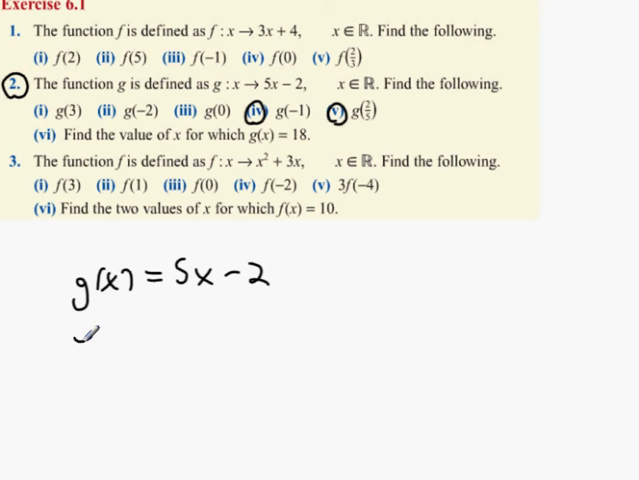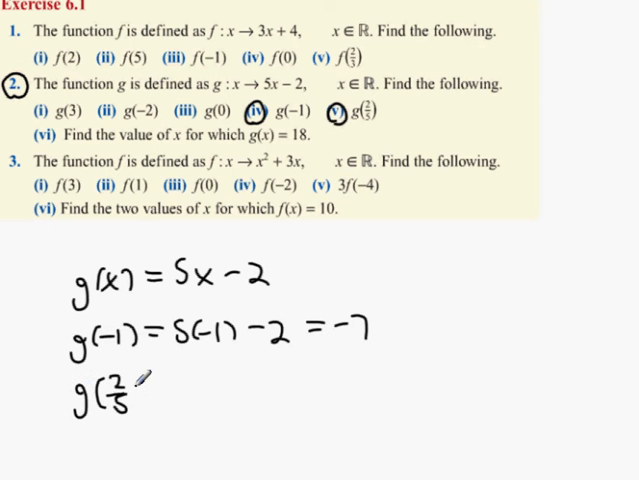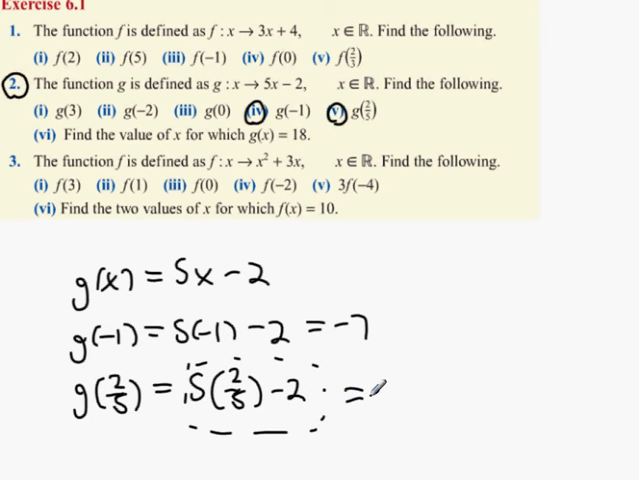I'm going to work with -1. So it's going to be 5 times -1 -2. That will get me -7. Full mark straight away. Next one is 2/5. Don't let the fraction scare you off. It's the same thing. 5 times 2/5 -2. You can put all of that into the calculator if you want, and it will give you the answer you require. The answer is going to be 0 once you put it into the calculator. Okay? That's your 2 answers done.